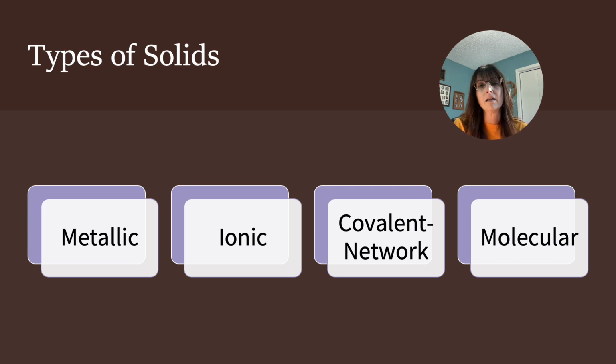Ionic solids are held together by that electrostatic attraction between cations and anions. In regular chemistry, we talked about ionic being elements that give away and steal electrons. Ionic solids do not conduct electricity well, and they're very brittle. Now, dissolved in water is a different case, but as a solid, not so much.